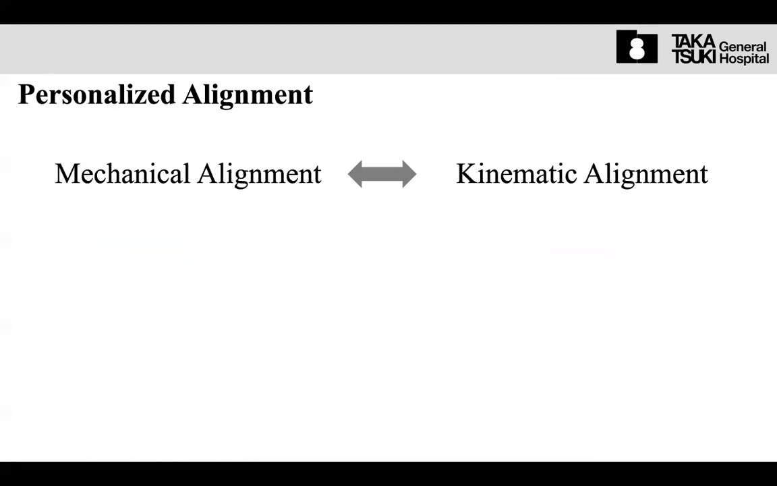Currently the contrasting term to mechanical alignment is kinematic alignment. But as I explained several times, kinematic alignment is basically measured resection, aiming for resurfacing, restoring the patient's native joint line using the components. So we need more comprehensive naming. That is personalized alignment: mechanical and personalized alignment.